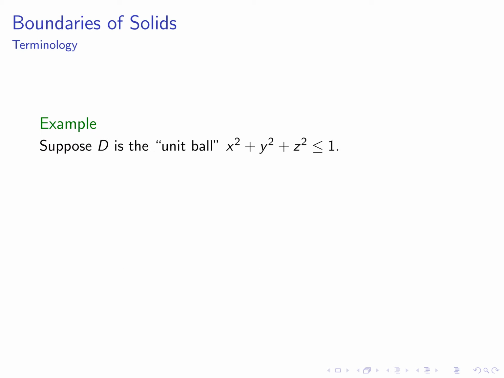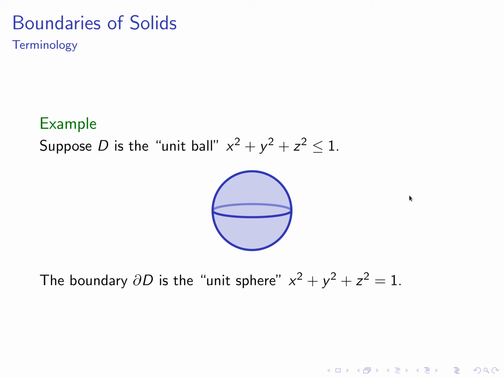Let's see this with an example. So let's say that D is the so-called unit ball, which is described by the rectangular equation x squared plus y squared plus z squared is less than or equal to 1. So in this region, what we're looking at is the unit sphere with everything inside filled in. Well, what is the boundary? The boundary is the outer shell of this ball, which is exactly the unit sphere.